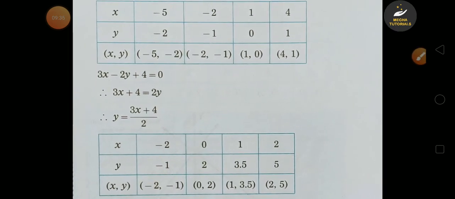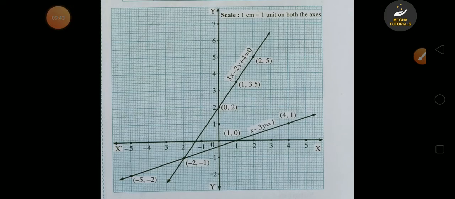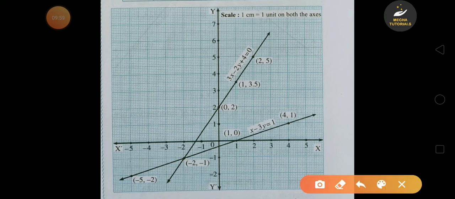So our next job is to plot these points on the graph paper. Okay, so first step is to prepare the Cartesian plane, that is horizontal x axis, vertical y axis, origin, scale. Okay, then you have to plot the points on the graph paper so that you can get the straight lines for the respective equations. So this line is for the equation 3x minus 2y plus 4 is equal to 0, and this line is for the equation x minus 3y is equal to 1, and this is the point of intersection, that is -2 comma -1. It means this is the solution for the given simultaneous equations.